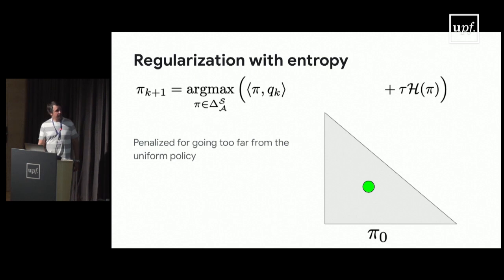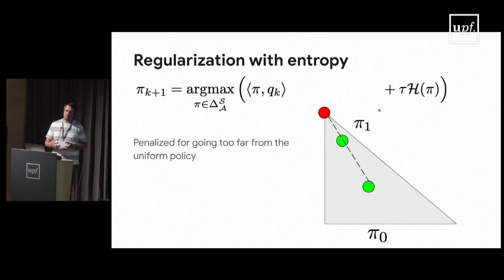Now, if I add some entropy regularization, the entropy is basically the Kullback-Leibler divergence towards the uniform policy. You could replace it by a base policy that you think is a good solution and that you don't want to deviate too much from. So in this case, pi zero is uniform. I compute pi one, so the greedy policy will be there. But I want to maximize pi dot qk plus the entropy. So the solution of the optimization problem is not a deterministic policy, it's a stochastic policy. The solution is pretty simple, I'll show it later, and you remain inside the simplex.